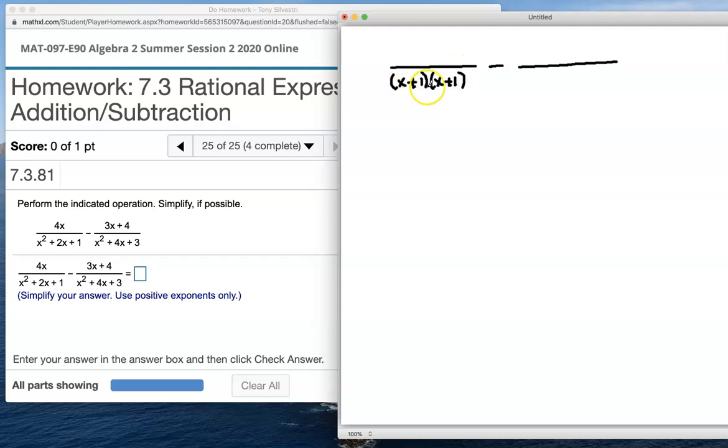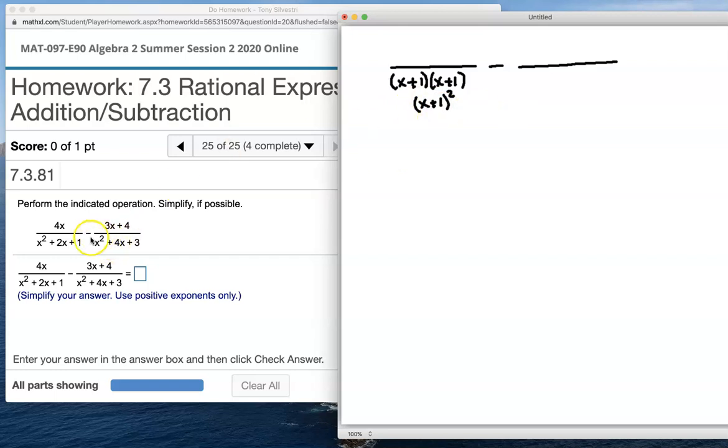Oh, this is the first time we've seen this. X plus 1, x plus 1, we can write that as a power. In fact, you should write it as a power. X plus 1 squared. So that's what this denominator is ultimately. This first fraction has this as a denominator. If you've got the same factors in that factorization, make sure you use your power notation. You have to do that.